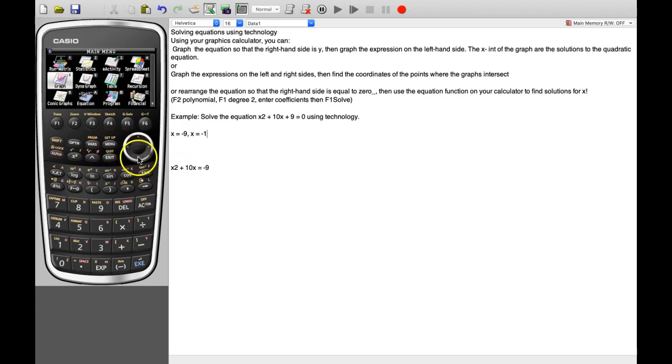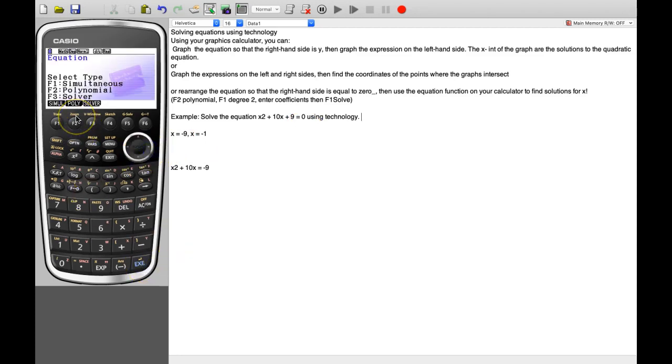Okay, there's another way of doing it though. We can actually rearrange the equation so that the right-hand side is equal to 0, and then we can use the equation function on the calculator to find the solutions. You've got pictures of how to do that, but I'm just going to run through it. If we go to equation, we are trying to solve a polynomial, so that's F2 polynomial. It's of degree 2. And all we have to do, once we've made sure that our equation is equal to 0, is put in the coefficients of the terms. So the coefficient of the x squared term is 1, the coefficient of the x term is 10, and the constant is 9. So I put those all in and I go solve, and it tells me the values.